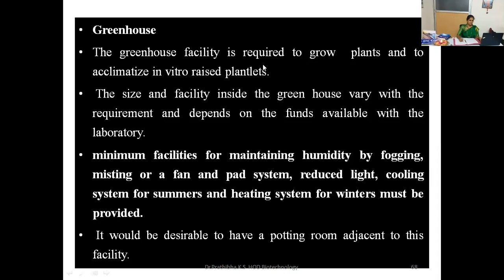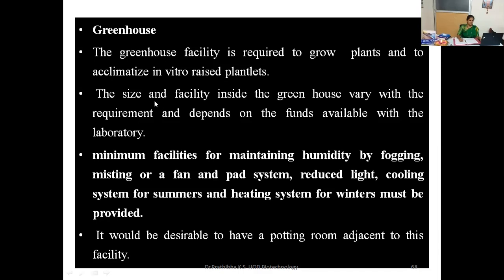The greenhouse facility is required to grow plants and to acclimatize in vitro raised plantlets. So what is acclimatization here? In this acclimatization, we are transferring the in vitro tissue cultured plantlets to specific culture regimes aimed at making them capable of surviving the uncontrolled and harsher ex vitro environment, which is called hardening or acclimatization. Once they survive in the greenhouse condition under proper acclimatization, they will be transferred to the field.